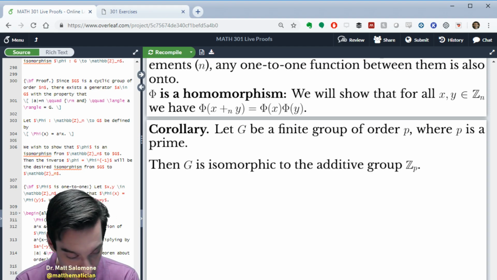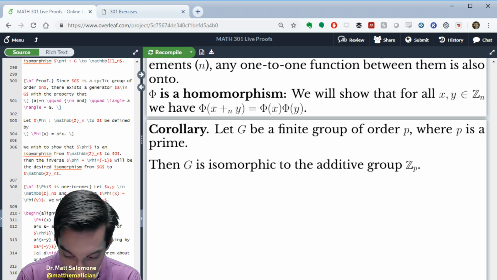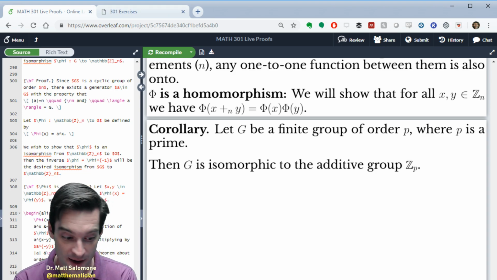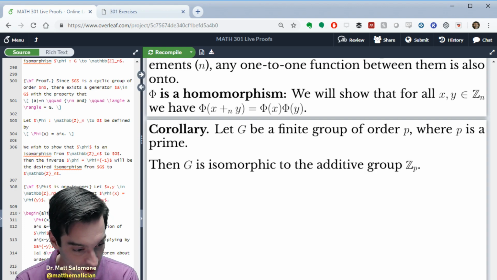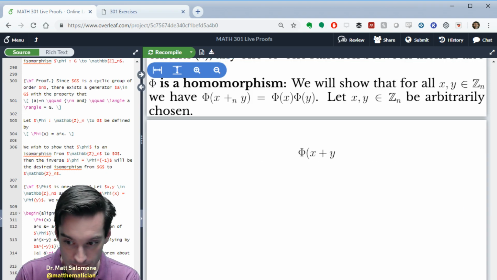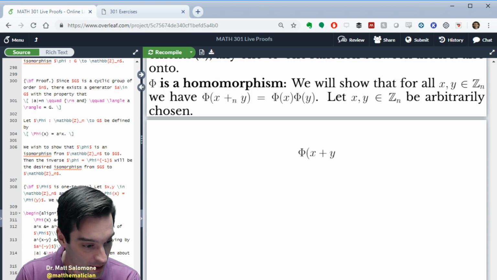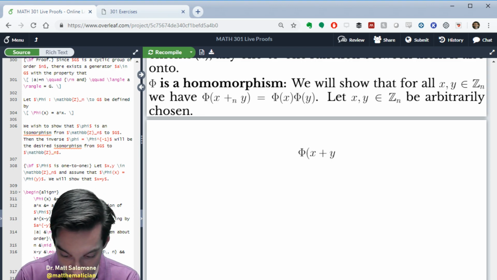Phi of x plus y. Ooh, surprise symbols. Sorry. I have a for all assertion here, so I need to say let x and y be elements of Z mod n arbitrarily chosen. Right. And then I'm going to take phi of x plus y, and that addition again is happening mod n.